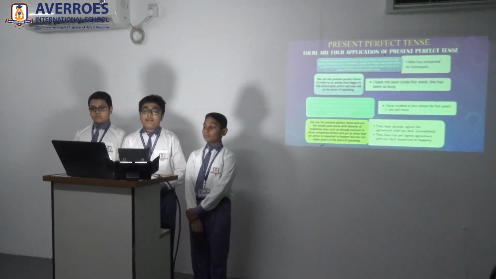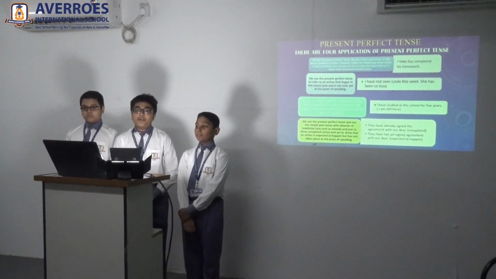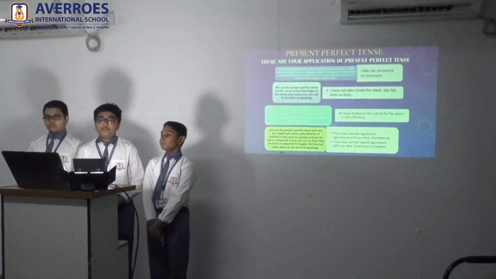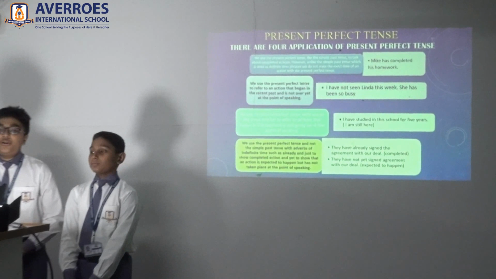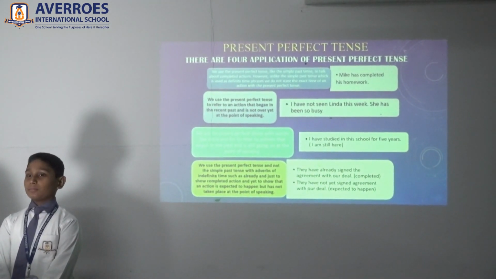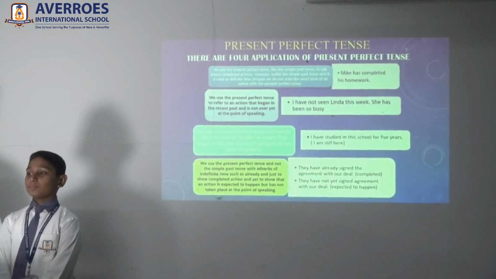Applications of present perfect tense. There are 4 applications of present perfect tense. We use the present perfect tense like the simple past tense to talk about completed actions. However, unlike the simple past tense, which is used with definite time phrases, we do not state the exact time of an action with the present perfect tense. For example, Mike has completed his homework.